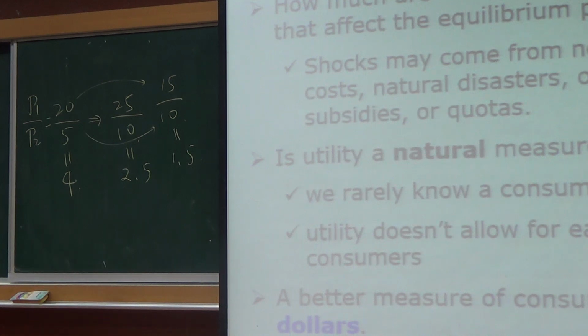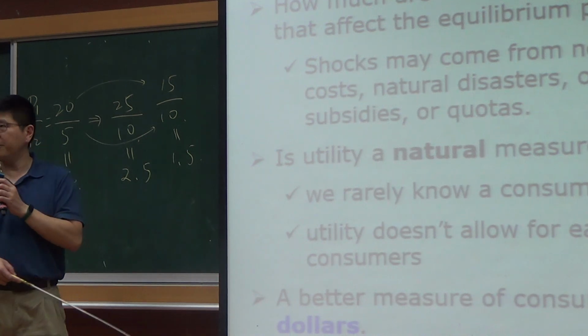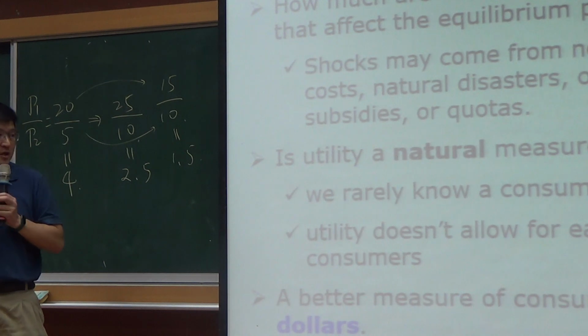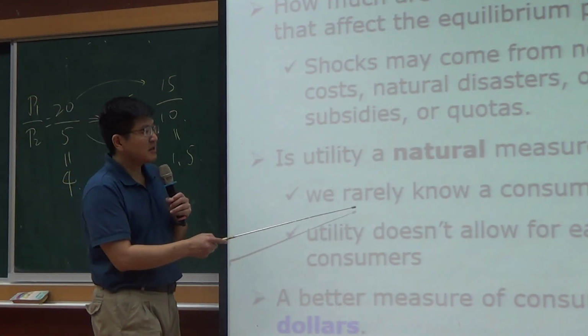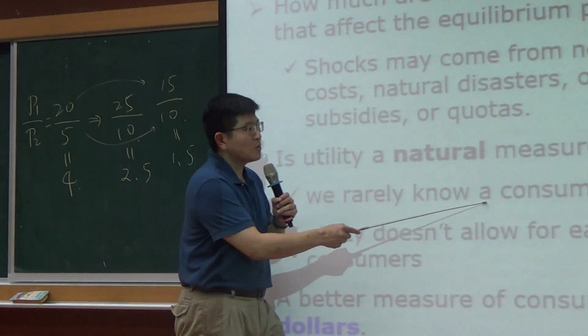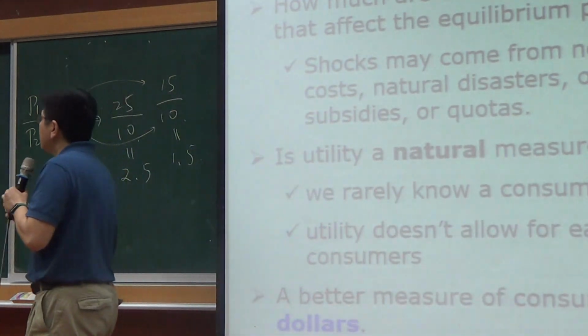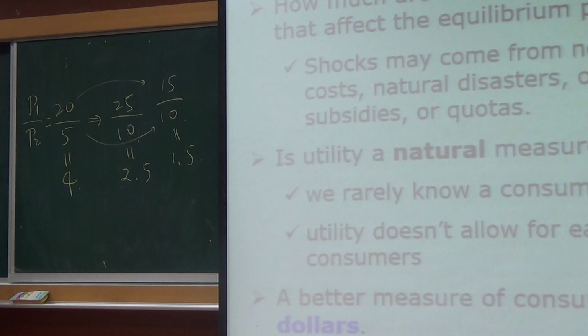We do not have other ways to do a better thing. Because we cannot do something better, if we may know a consumer's utility function, then utility is actually a better measure for us to use. But actually, it's very difficult to use utility as a measure. So that's the best thing.